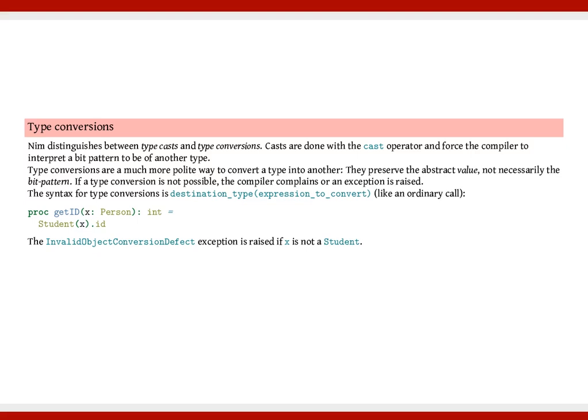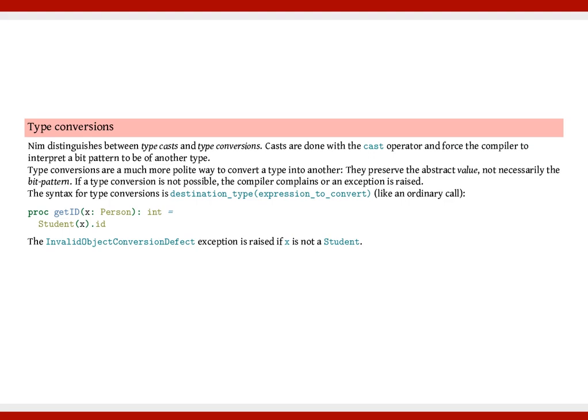Type conversions. Nim distinguishes between typecasts and type conversions. Casts are done with the cast operator and force the compiler to interpret a bit pattern to be of another type. Type conversions are a much more polite way to convert a type into another. They preserve the abstract value, not necessarily the bit pattern. If a type conversion is not possible, the compiler complains or an exception is raised.